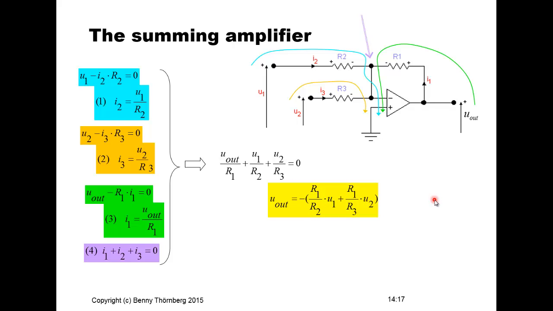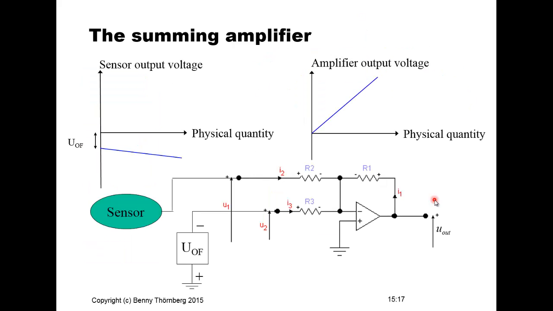So this is our end result. And we can continue with an example on the next slide. In this example, let's say that we have a sensor that gives an output that has a negative offset, a fixed negative offset, U off, and also it has a negative sensor coefficient, which means that with increasing physical property, the quantity that we are measuring, we have a decreasing sensor voltage on the output.